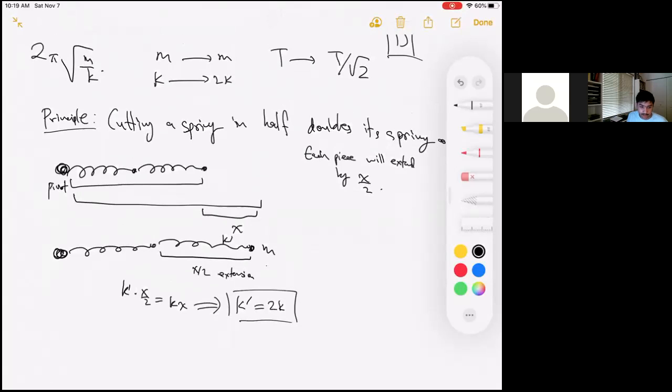Okay, I'm having a couple of questions. Let me first cover this argument in more clarity. So what's happening here is we have two springs joined together of equal length.